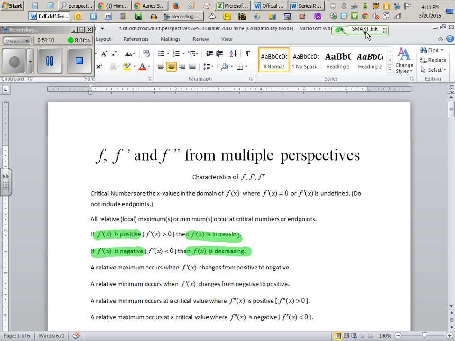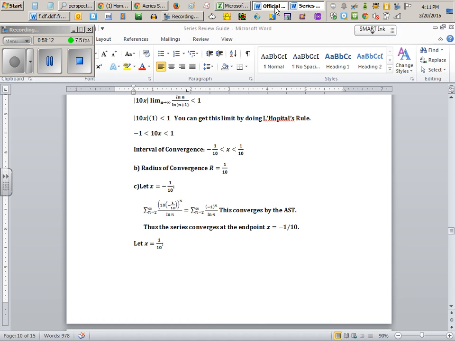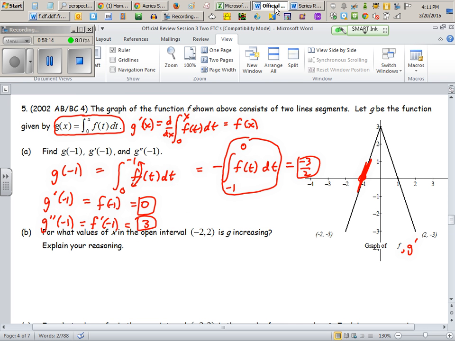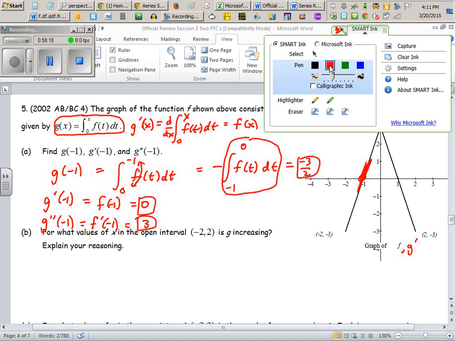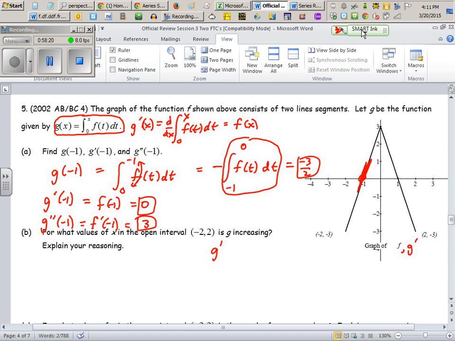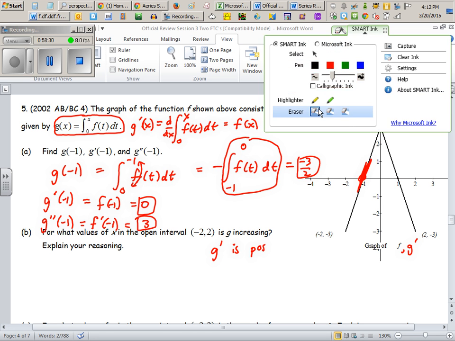And there are many synonym phrases for things. So there's another way to say what they're asking for. They're asking us for when is g increasing, but there's another name for that. What is it? G prime is what? Positive, yes. We have a graph of g prime, don't we? Beautiful. It's just their f graph. So go back now and answer the question. Simple.